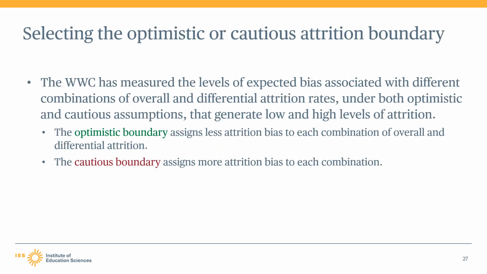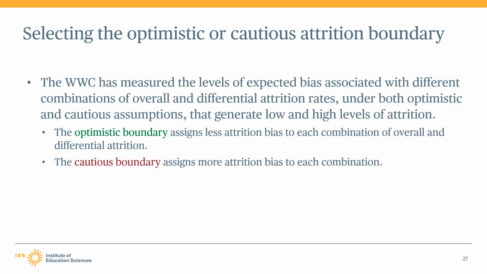Now let's turn to the attrition boundaries established by the WWC. As mentioned before, the WWC has established an attrition model that identifies the expected bias for each combination of overall and differential attrition, which then separates what the WWC defines as high and low attrition. The WWC uses this model to define two boundaries for attrition, an optimistic boundary and a cautious boundary. Teams conducting WWC reviews are responsible for determining whether to use the optimistic or cautious assumptions when assessing sample attrition, and will document this reasoning in the study review guide.